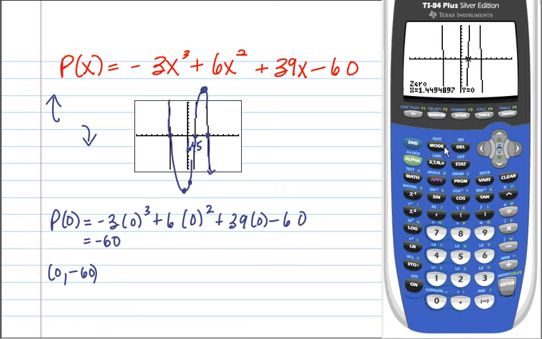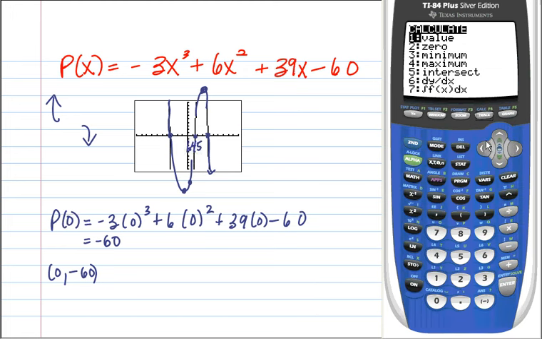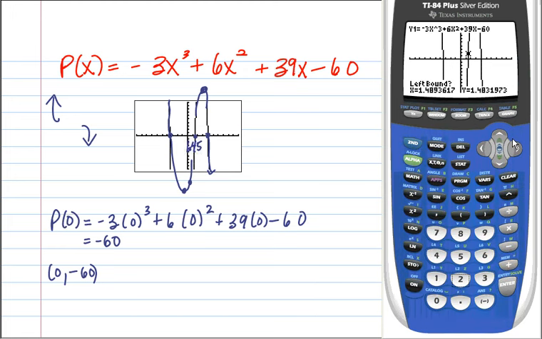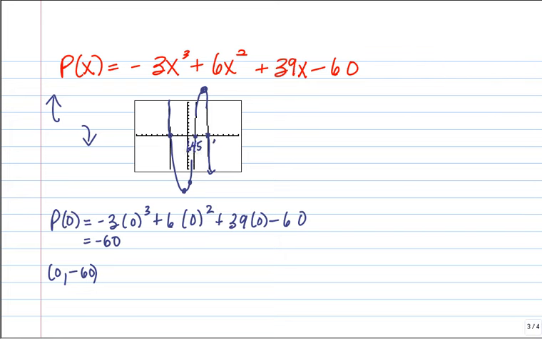We need to find this other 0, so we press second, trace, 0, and go over to the right here. You can see in the window, I already went down to negative 16. It's at 8, it's right there, so we can press enter. And then enter, and enter for the guess. So it's at 4, 0. And then we need to find one more.